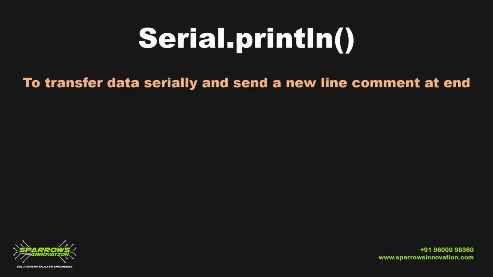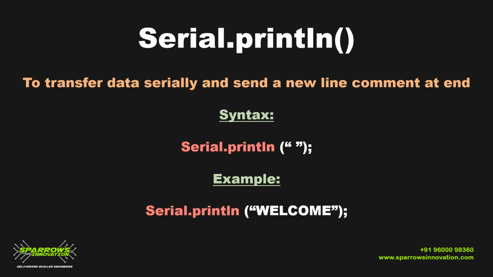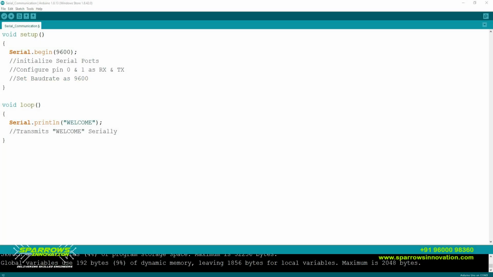Okay, next I'm going to show another function called serial.println. This is a new line function. Previously the data was displayed in one single line. When I use serial.println, the data given inside the double quotes will be displayed first, then a new line command will be sent serially to the receiver. So the cursor of the display side will move to the next line after printing welcome.